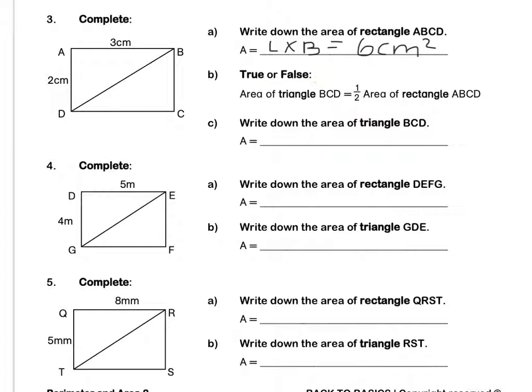True or false? The area of triangle BCD, which is this section there, is half the area of rectangle ABCD. We can see visually that this is true. The area of the triangle is exactly half of the area of the rectangle.